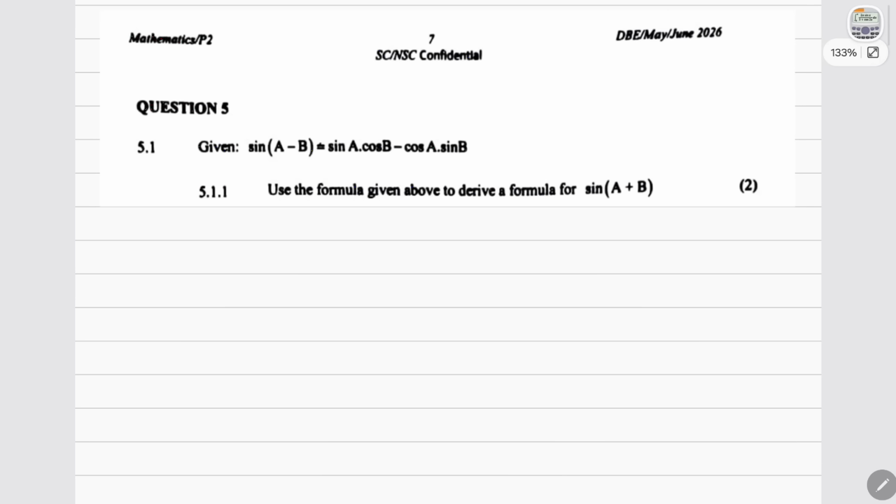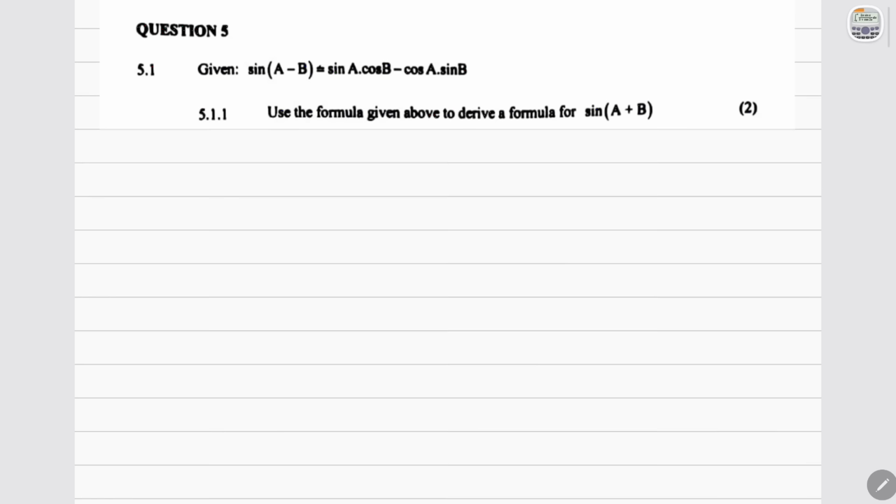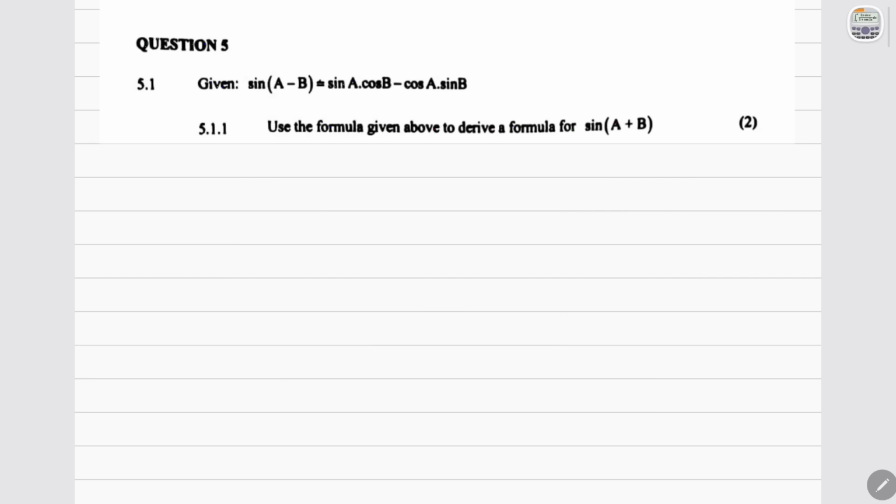Okay, so we're on question 5, and question 5 says 5.1, given sine A minus B is equal to sine A cos B minus cos A sine B. 5.1.1 says we need to use the formula given to derive a formula for sine A plus B.